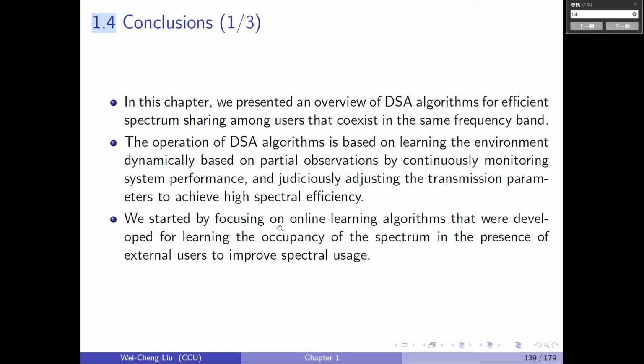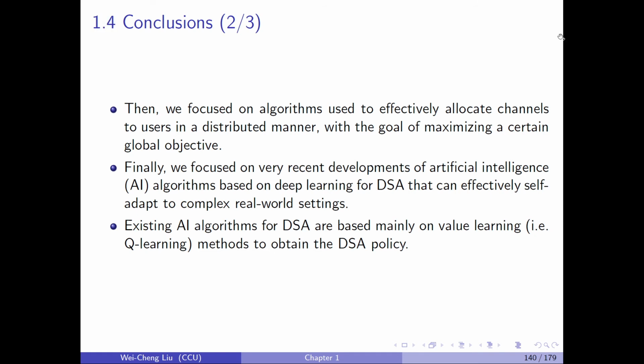We started by focusing on online learning algorithms that were developed for learning the occupancy of the spectrum in the presence of external users to improve spectral usage. Then we focused on algorithms used to effectively allocate channels to users in a distributed manner. Okay, the Chinese meaning of the distributed manner is 分散式的, with the goal of maximizing a certain global objective. Finally, we focused on very recent developments of artificial intelligence, AI algorithms based on deep learning for DSA that can effectively self-adapt to complex real-world settings.